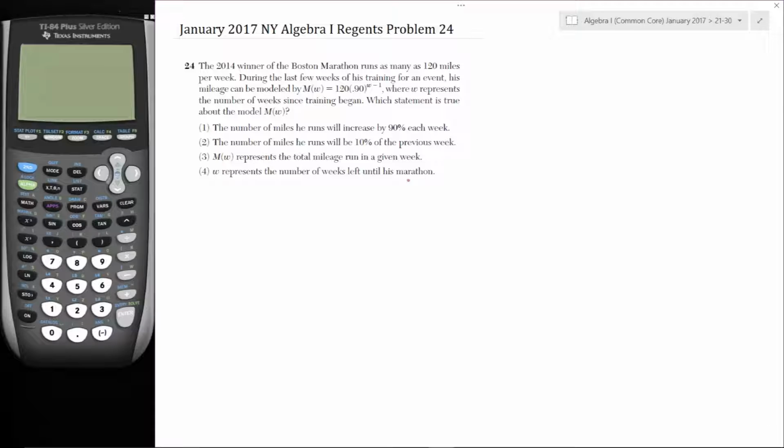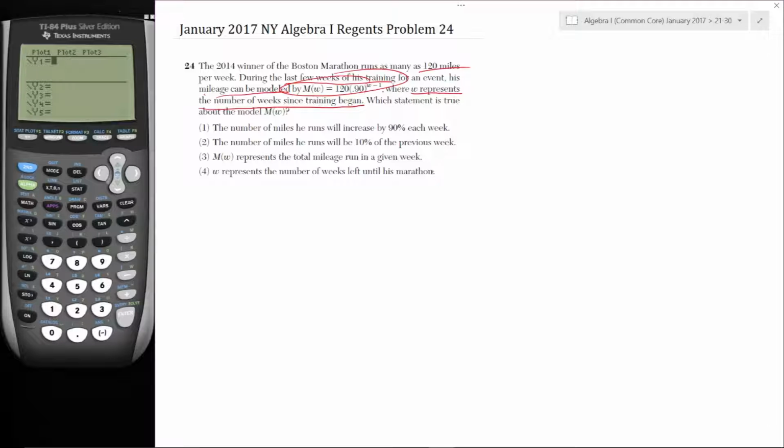Try the problem on your own. See if you can get the answer. This is an interesting question because they normally don't ask this kind of question on problem 24, but they did. You should definitely get comfortable with what this function means. He runs as many as this many miles per week, and during the last few weeks of his training, his mileage can be modeled by this function. And they tell you what w represents, the number of weeks since training began.